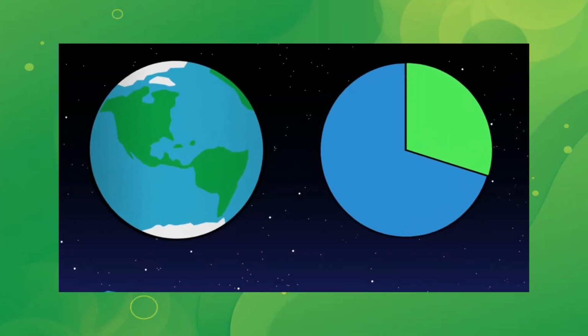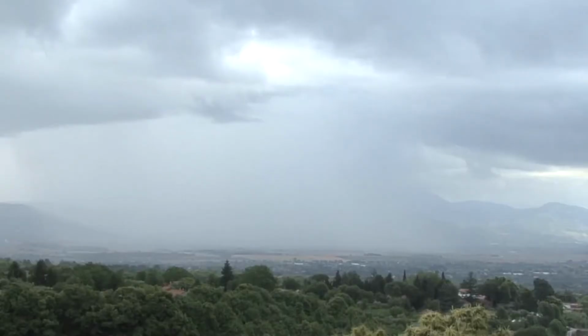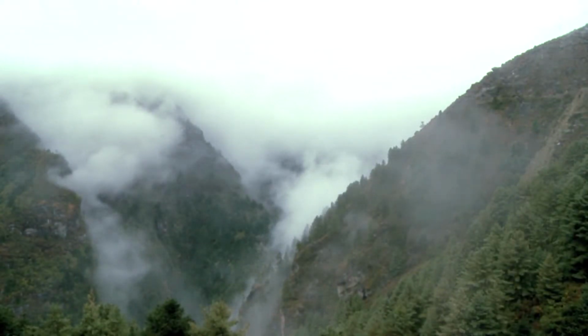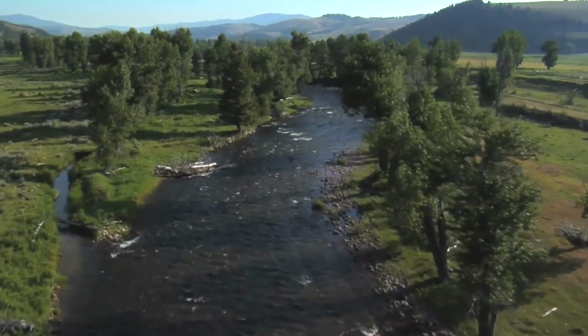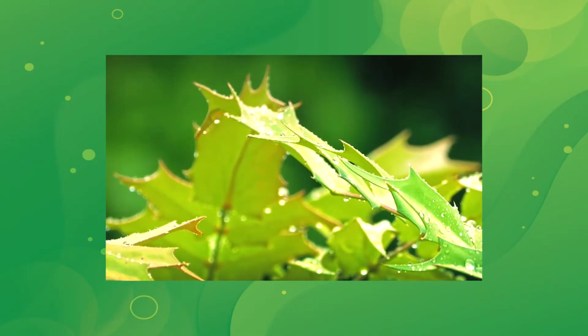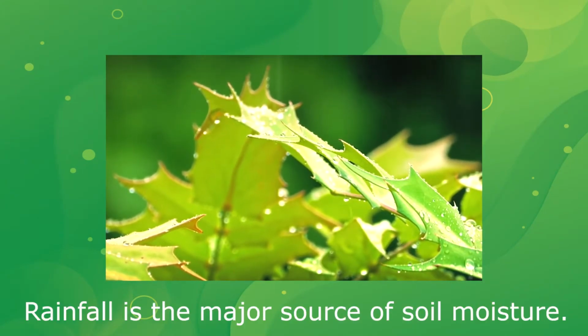Water, an important medium for life, covers approximately 71% of the Earth's surface. Water generally influences the external and internal morphology of plants and their physiological processes. Rainfall and humidity are the most important factors in determining the vegetation of a particular region. Rainfall is the major source of soil moisture, which is so essential for plant life.